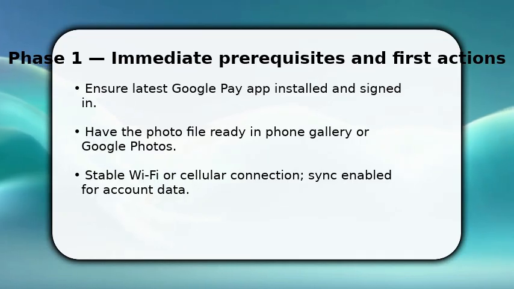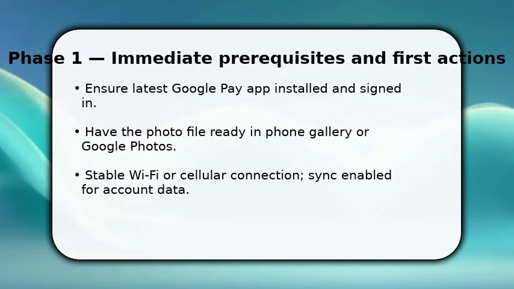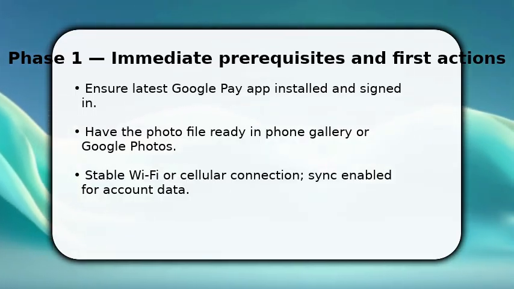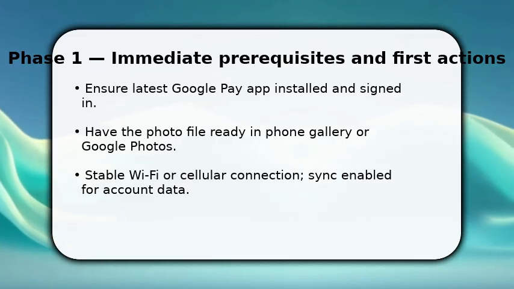Once done, make sure your account picture area is editable. Some accounts show a camera icon. If you don't see it, toggle Account Sync in Settings and reopen the app to refresh available options.